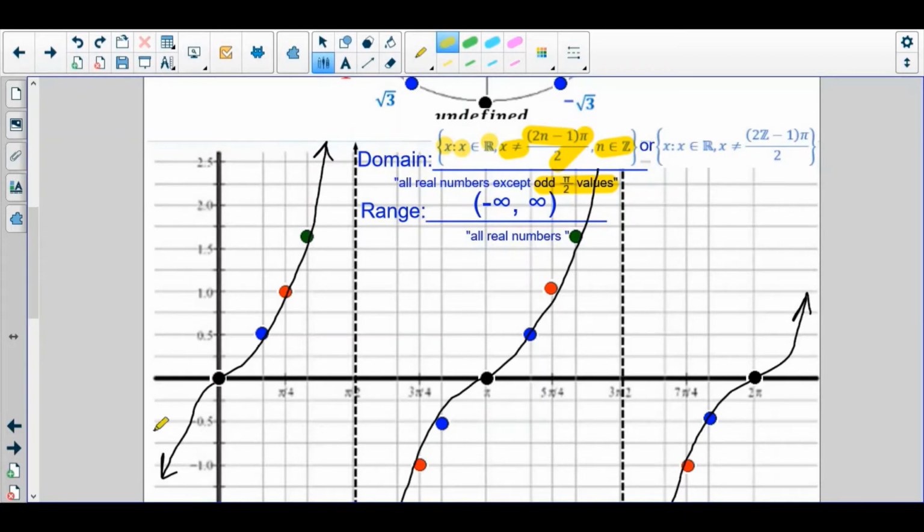If I put 0 in there, I'd have negative pi over 2. If I put 3 in there, I would have 6 minus 1 or 5 pi over 2, the one that's over here. You can actually simplify this a little bit by simply putting Z there, and this is traditionally what you see: someone will just combine those two and say x, such that x is a real number, but x is not equal to odd integer values of pi over 2. And I know that looks complicated, but if you would rather just write it out and say all real numbers except odd pi over 2 values, that would be a great start, and then you can try to piece this together one piece at a time.